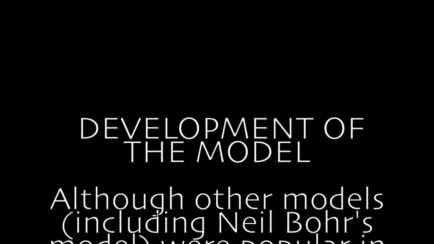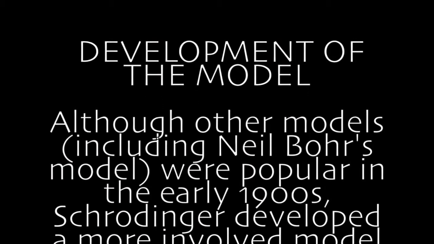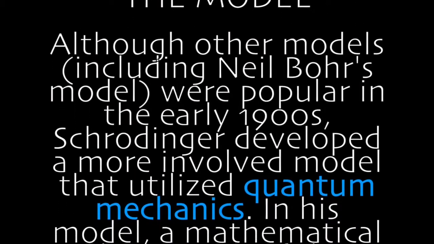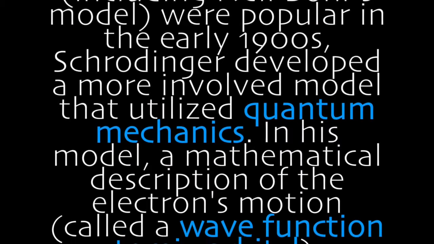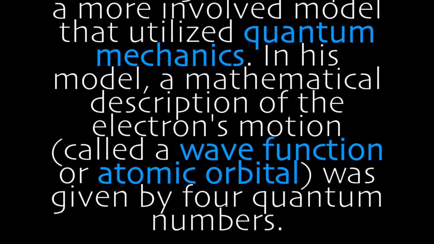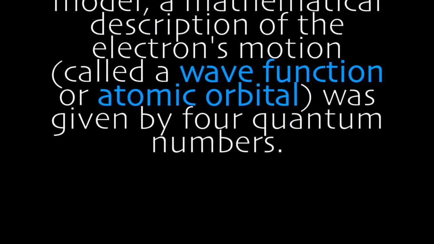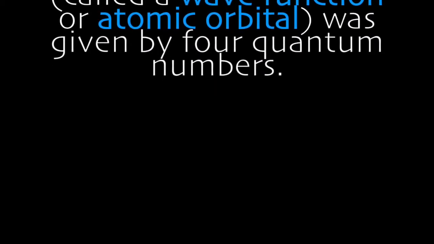Although other models were popular in the early 1900s, Schrödinger developed a more involved model that utilized quantum mechanics. In his model, a mathematical description of an electron's motion was given by 4 quantum numbers.